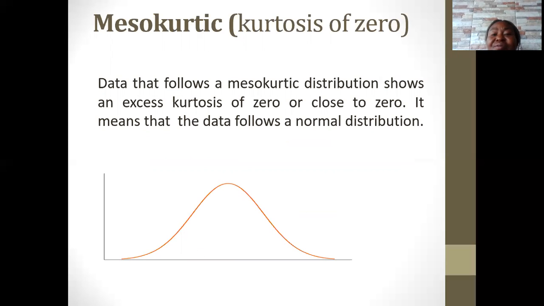Mesokurtic, like kurtosis of 0, is data that follows a normal distribution, as you can see. Data that follows a mesokurtic distribution shows an excess kurtosis of 0 or close to 0. As earlier said, it means that the data follows a normal distribution.